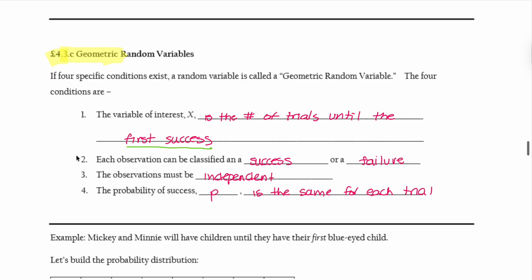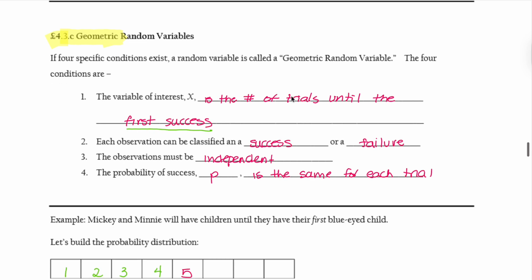Second, each observation can be classified as a success or a failure. That's the same as a binomial. Third, the observations must be independent. That's also the same. Fourth, the probability of success p is the same for each trial. That's also the same. So the only difference is condition 1, but it will make a significant difference, as you can see later, compared to binomial.